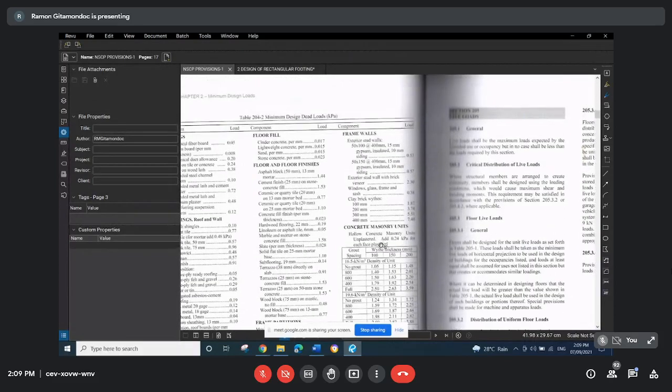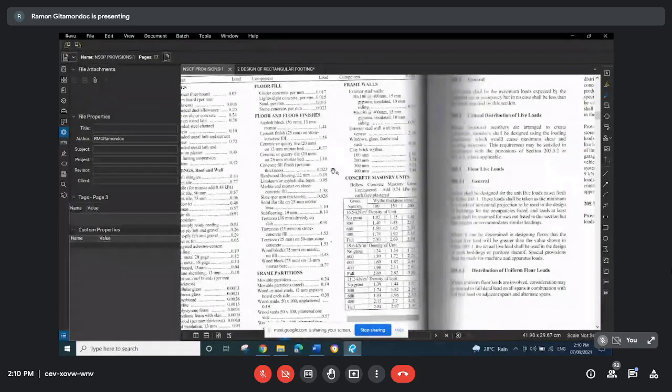Now we have to exercise care in not simply adopting blindly these values here. We have to check whether this one is consistent with the actual loading condition for certain projects. For example, might be different.